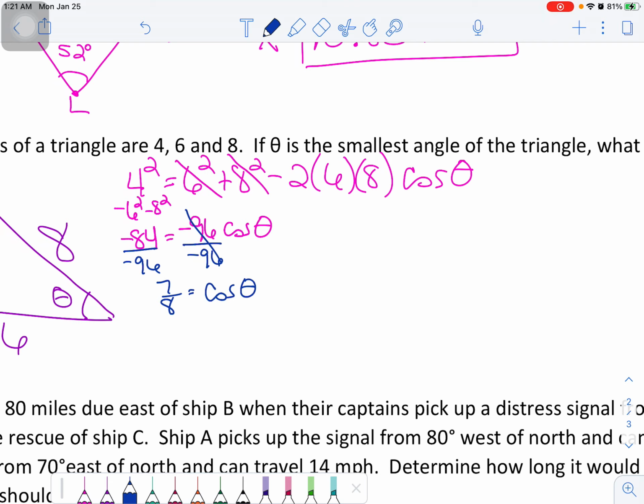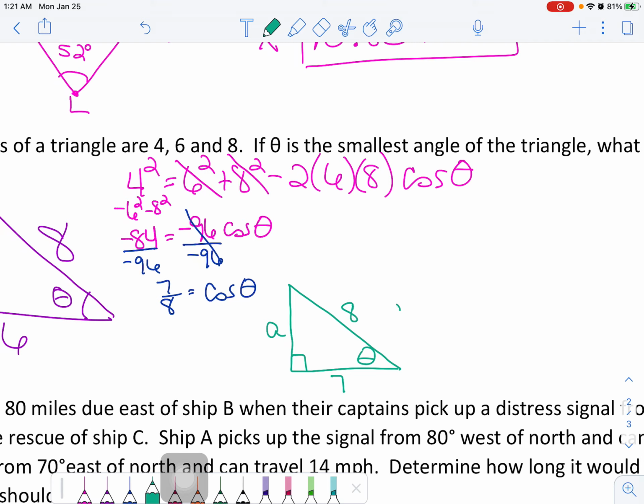Now, I don't want the exact value of cosine of theta. I want the exact value of tangent of theta. So what I'm going to actually do is reset to a right triangle. And I'm going to label theta in a corner. Now, cosine, I remember, is adjacent over hypotenuse. So the adjacent side is 7, hypotenuse is 8. I'm going to use the Pythagorean Theorem to find that unknown side. I'm going to call it A.